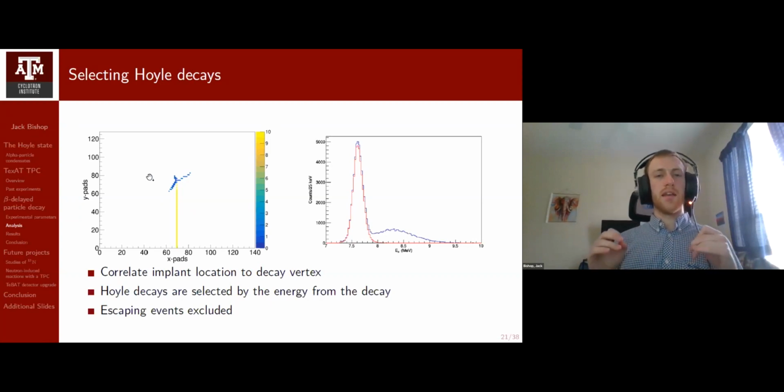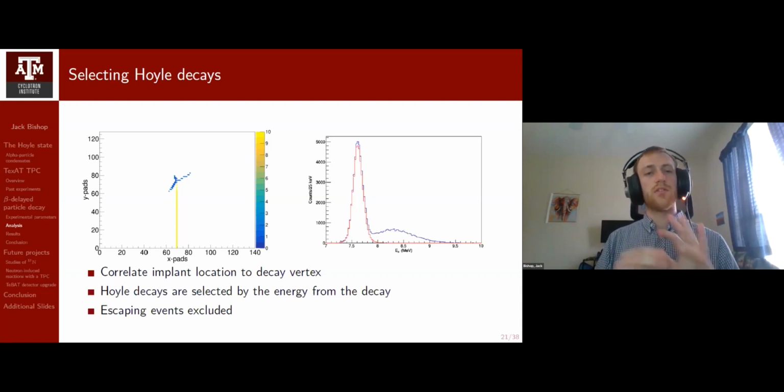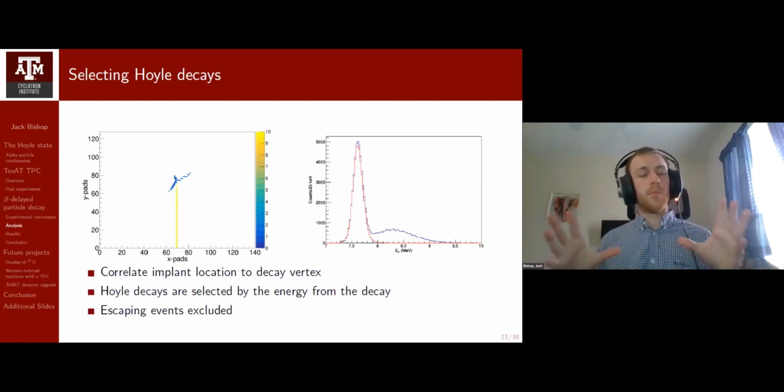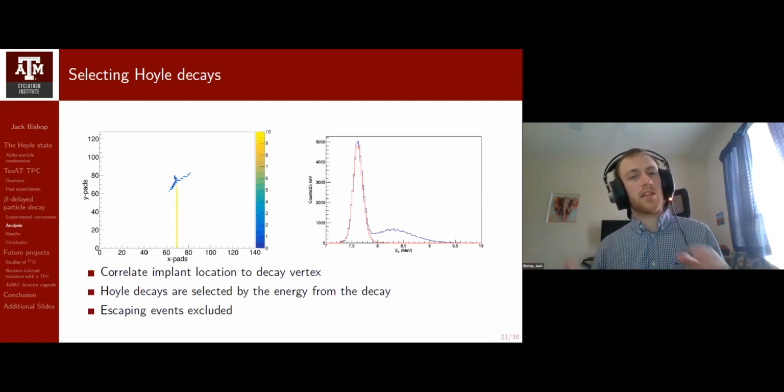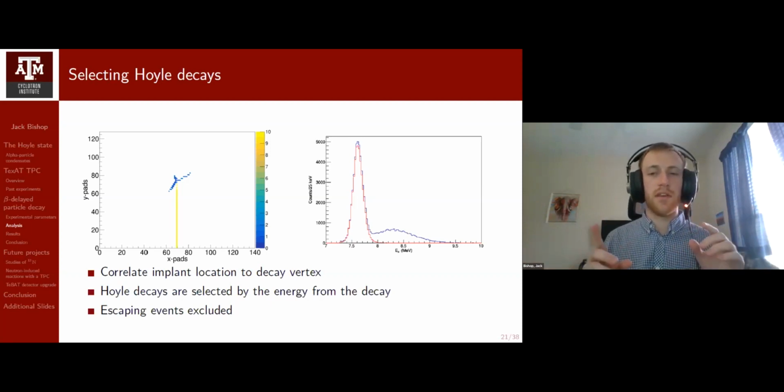We're looking at all 3 alpha events at the moment, but what we want to do is really pin down those that are populating the Hoyle states. So what we do then is look at the total energy which is deposited by these alpha particles inside of the time projection chamber. We've chosen our gas pressure such that these stop well within the region of our TPC.